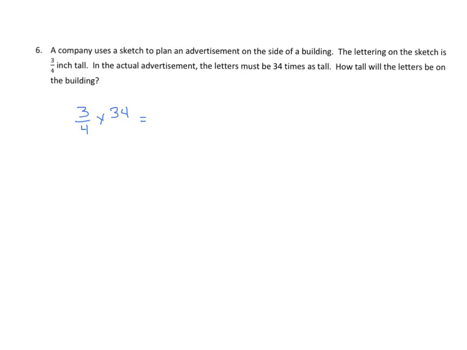And now we're going to combine the two factors into one expression here. And we can find some common factors. 34 and 2 are both divisible by 2. This becomes 2. This becomes 17. So 3 times 17 is 51. So the actual size will be 51 inches, and of course, we should write that in a sentence.